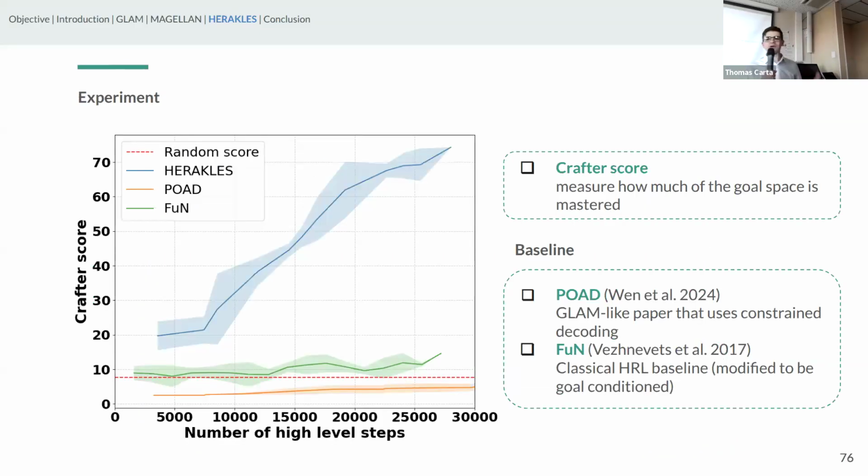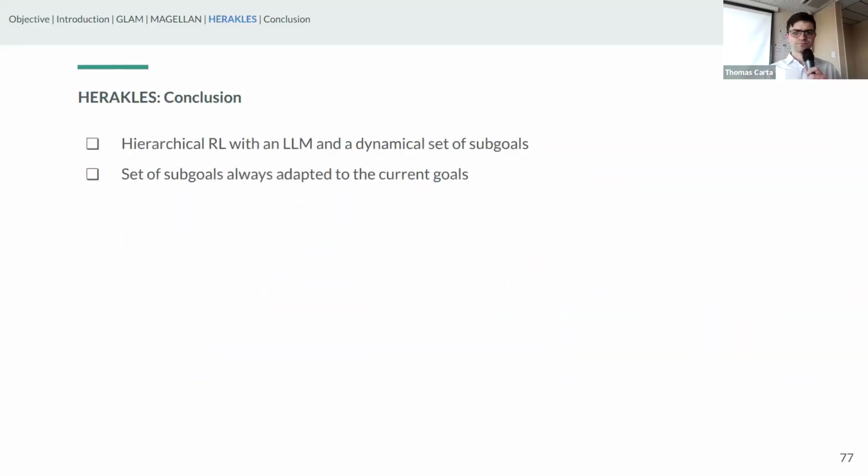So we compare our method to different baselines using the Crafter score. The Crafter score roughly measures how much of the goal space is mastered. And we compare it to two baselines: POAD, which is a GLAM-like method that uses constrained decoding, and FUN, which is a classical hierarchical RL baseline that we have modified just to be goal-conditioned. And our method outperformed the previous baselines as it used this dynamical sub-goal space.